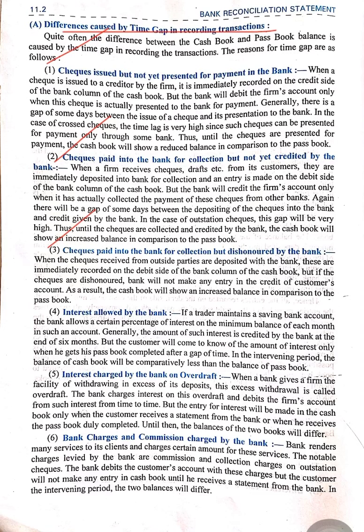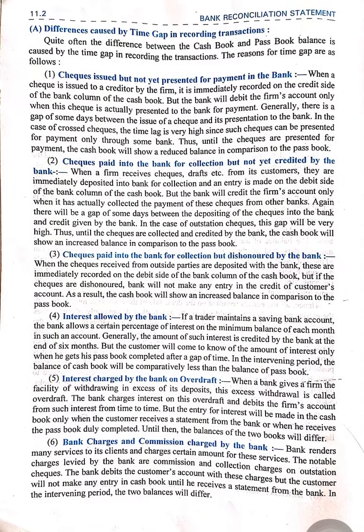Check paid into bank for collection but dishonored. We have received a check from Mr. B and we have deposited that check in our bank account, but that check became dishonored, so our balance will not be tallied. Interest allowed by the bank. If the bank is allowing interest and we don't have any information regarding that, we will not credit that amount, and there will be differences. If there is an overdraft and the bank is charging interest on the overdraft, bank charges and commission, due to these items there will be differences in the cash book and passbook.